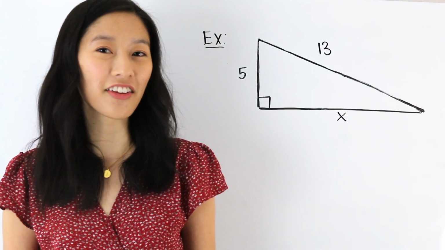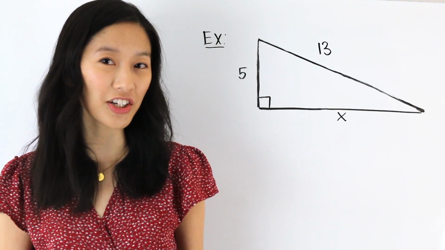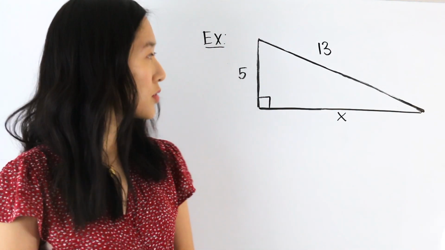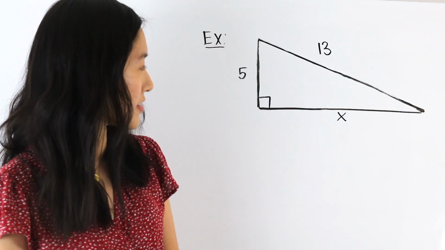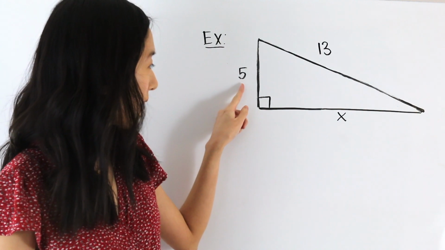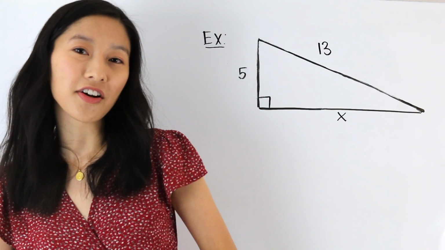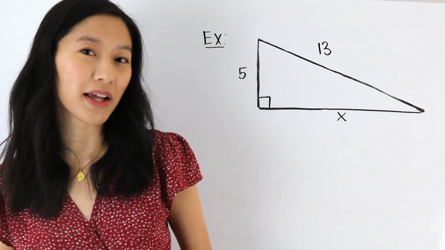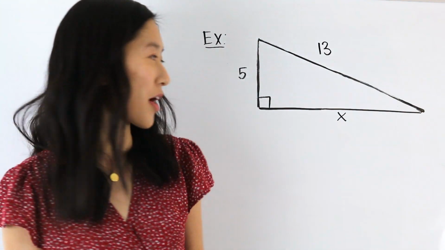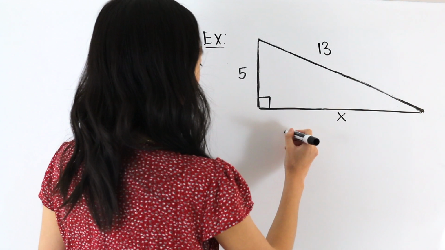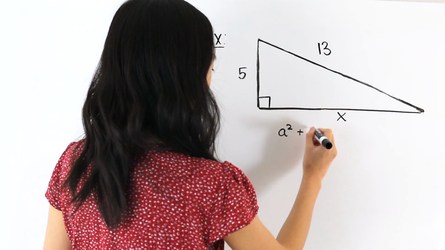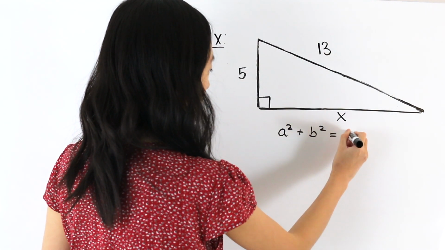So let's take a look at another example. So here we have another right triangle. And we do know what the hypotenuse is and what one of the legs is, but we don't know what the other leg is. So we're going to solve for that, and so let's apply our Pythagorean theorem. So our Pythagorean theorem is a squared plus b squared is equal to c squared.